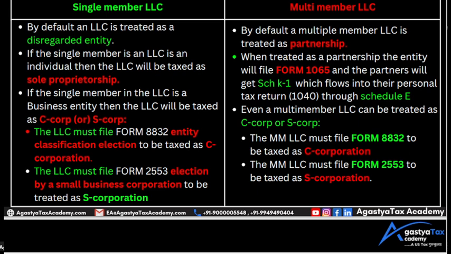Under single member LLC, next point. If the single member in the LLC is a business entity, then the LLC will be taxed as C Corp or S Corp, in red, please.